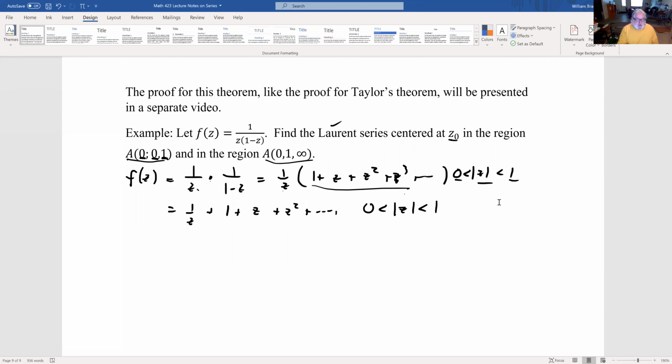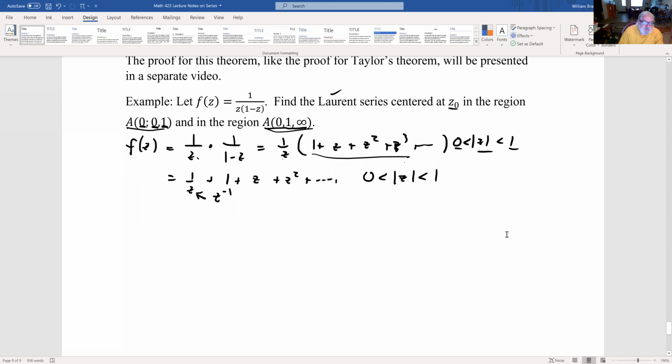So we've got a series now. It's not a Taylor series because this is z to the minus 1, and Taylor series don't have negative exponents. Laurent series do. What about in the region 1 to infinity? So what is a series for 1 over 1 minus z that converges for modulus of z bigger than 1? The series we usually have converges for modulus z less than 1.